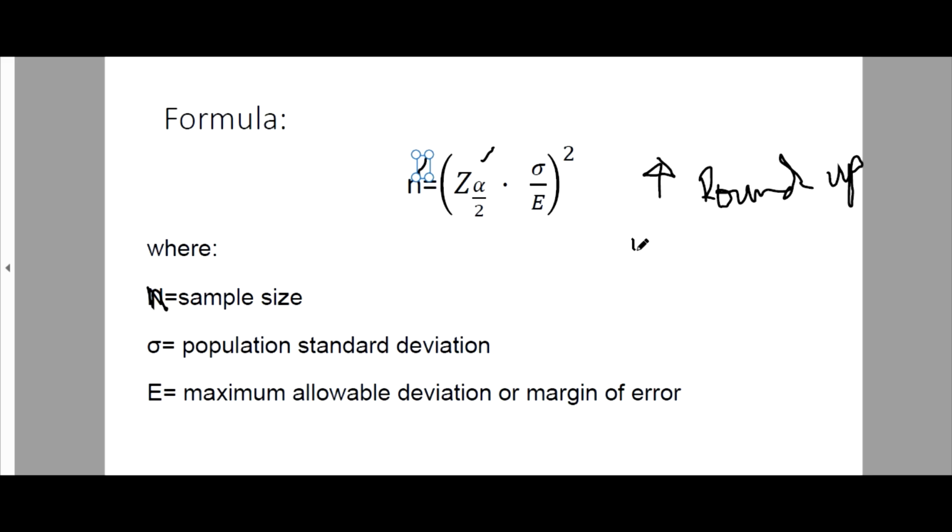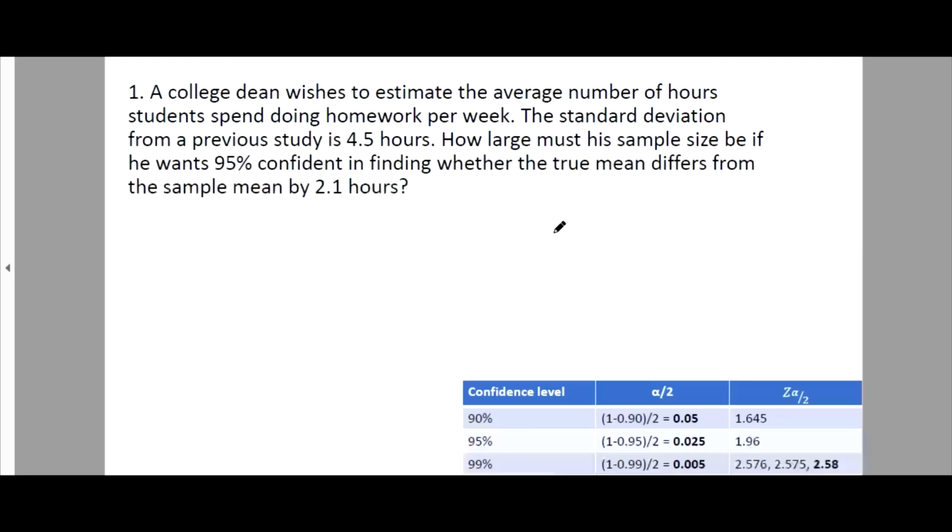Say for example, if we have 58.1, this should be rounded up to 59. If it's, say for example, 50.9, so this should be 51. Always round up to the next integer. Okay, let's go directly to our examples.